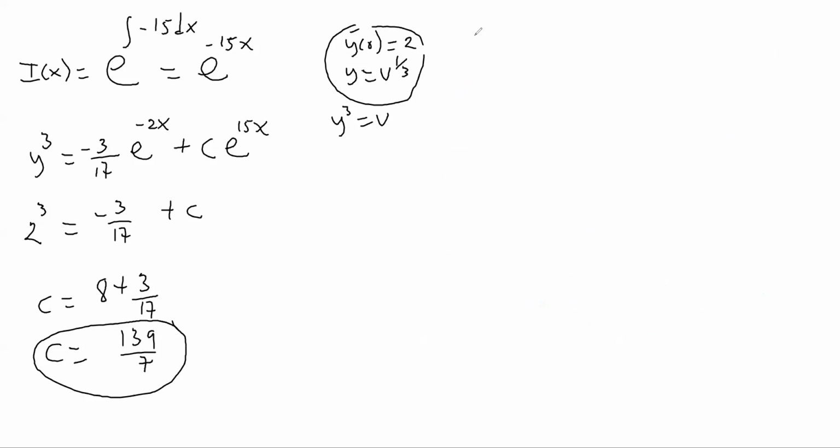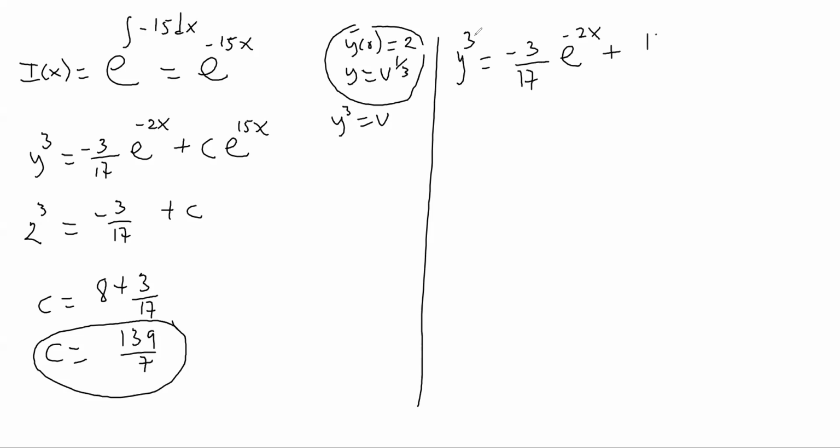Okay, so let us go back to our equation. y cubed will be equal to minus 3 over 17 e raised to the minus 2x. We know the value for C now. C is 139 e raised to the 15x, everything over 17. I'm sorry.